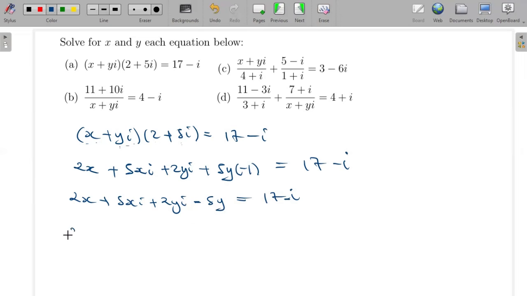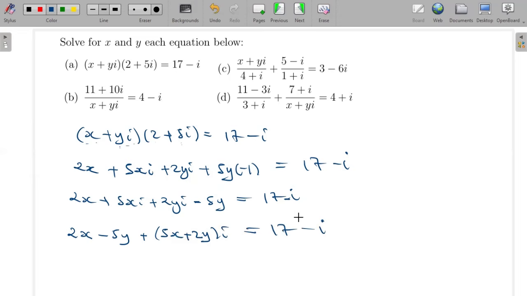So I have 2x being real, and then minus 5y. That's real. And then the imaginary part, you have 5x plus 2y, and then the i there is equal to 17 minus i.